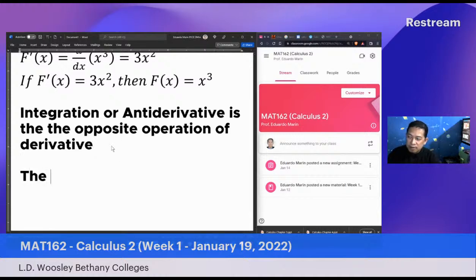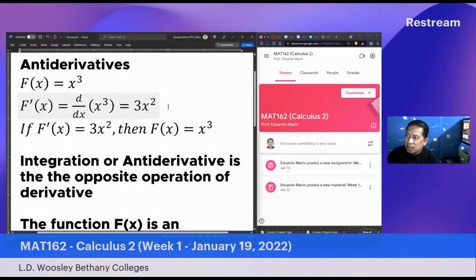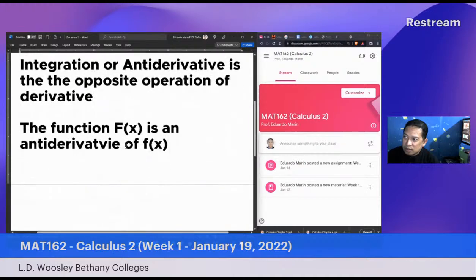So, it follows here, the function capital F of x is an antiderivative of f of x. Because your F prime is supposedly also equal to f of x. So the antiderivative of f of x is capital F of x. Anyway, those are just notations that we may have derived.